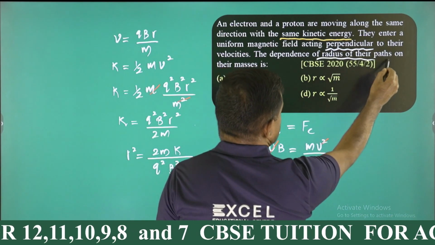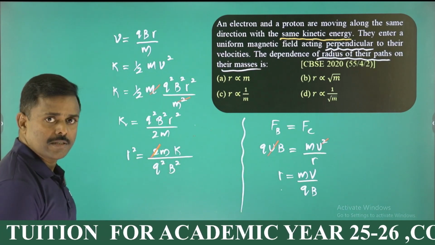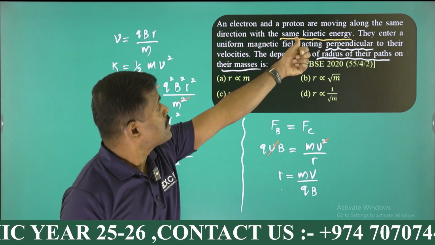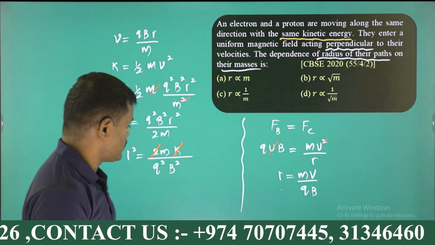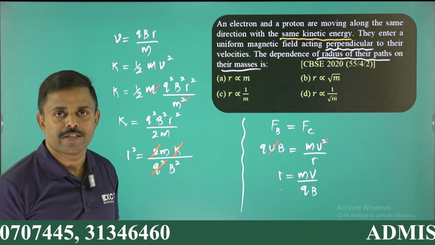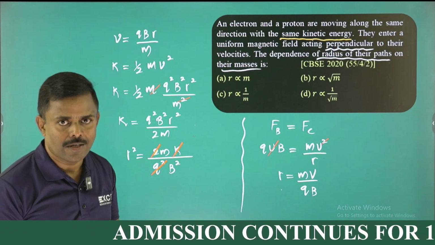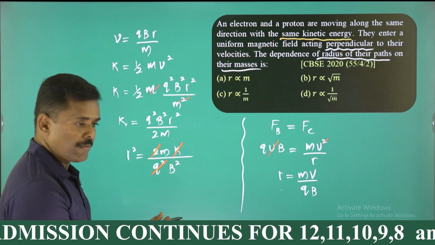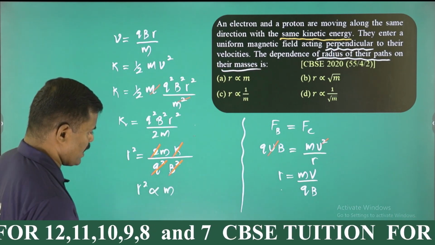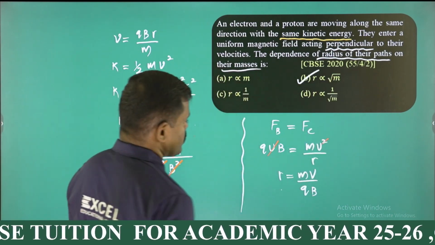Dependence of radius on the masses. Look at this. I can remove the constants now. What are the constants? 2 is constant. K is constant. Why is K constant? They say same kinetic energy. Electron and proton enter with the same kinetic energy. So kinetic energy is also same for both. Charge is same for both. Electron's charge is 1.6 into 10 raised to minus 19. Proton's charge is also 1.6 into 10 raised to minus 19. The only difference is that electron is negative and proton is positive in charge. Got it? But we are looking at the magnitude. Don't worry much about it. And B square is also constant. If all the constants are removed, you could say r square is proportional to m, which would eventually give you r proportional to square root of m. So there in the options, r proportional to square root of m.